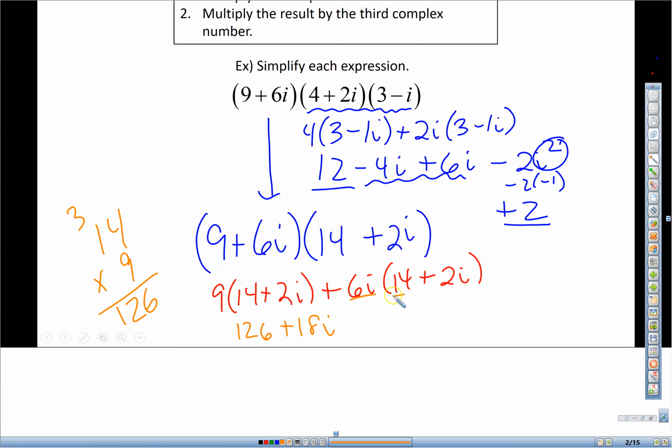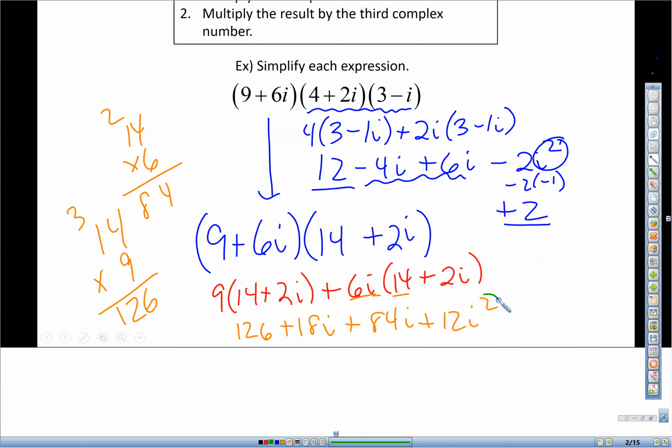Then we have our 6i times 14. So again, maybe you can do that in your head. If not, you can use some margin space. Do the 14 times the 6, which is 84. Just don't forget the i factor, so plus 84i. And then we get plus 12i squared.